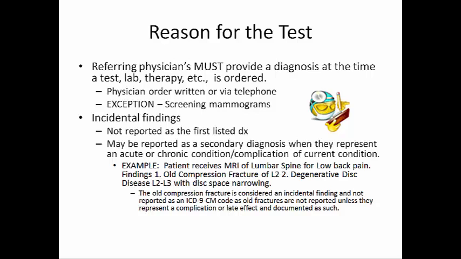So incidental findings on a test are never to be reported as the first listed diagnosis, and the code should only be coded as a secondary diagnosis when the incidental finding represents an acute or chronic condition or complication of a current condition. So in this example, patient receives an MRI of the lumbar spine for low back pain. The findings are an old compression fracture and again are degenerative disc disease with disc space narrowing.